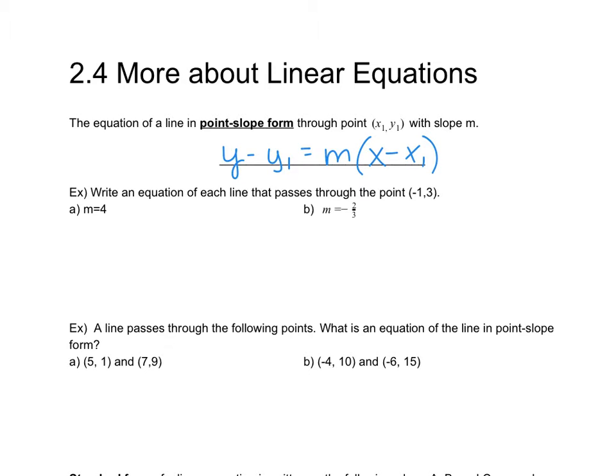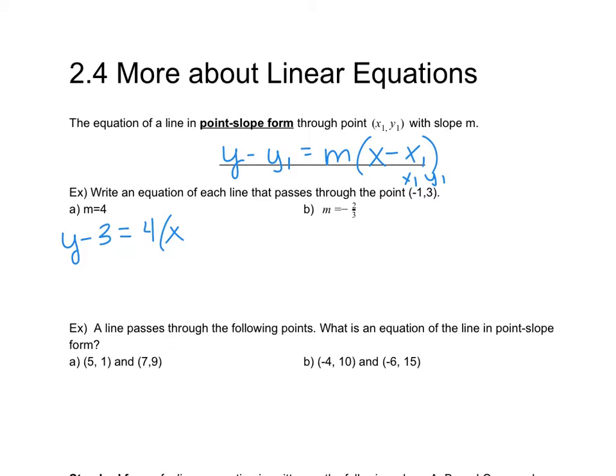Now write an equation of each line that passes through the point (-1, 3). Let's put it into point slope form. We have the point, this is x1, this is y1. Let's just plug in the pieces. So we would have y minus y1, which is 3, equals 4 parentheses x minus x1, which would be -1.